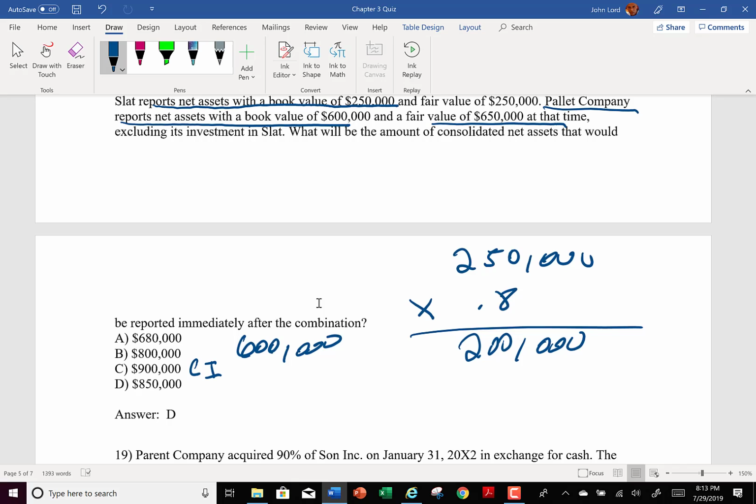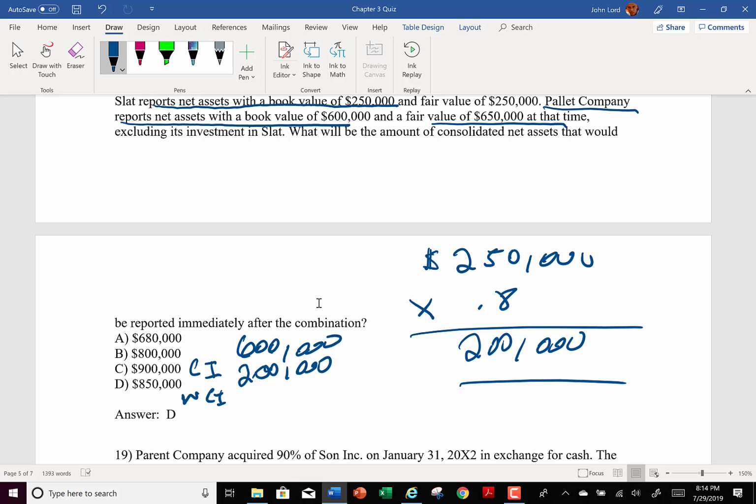Okay, well, fair value and book value are exactly the same. Because if I paid $200,000 for 80% of a book value of $250,000, then I paid book value for that, didn't I? So the controlling interest part is $200,000, and the non-controlling interest, fair value and book value are exactly the same, aren't they?